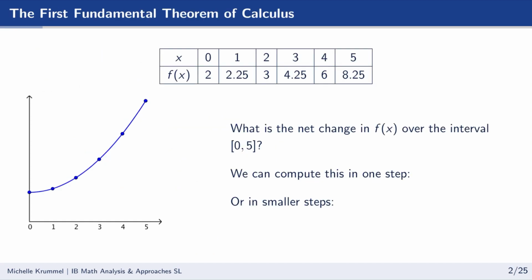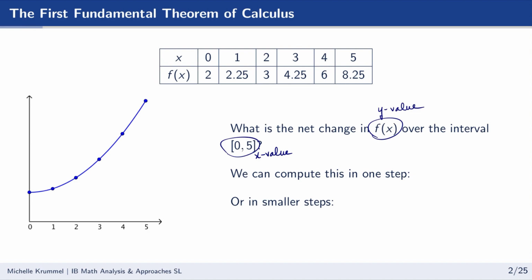And this is related to the following problem. We have a graph of a function f of x. We have a table of values giving us the f of x values for certain values of x. And we are asked, what is the net change in f of x over the interval 0 to 5? So remember that f of x represents a y value, and this interval here from 0 to 5 represents x values.